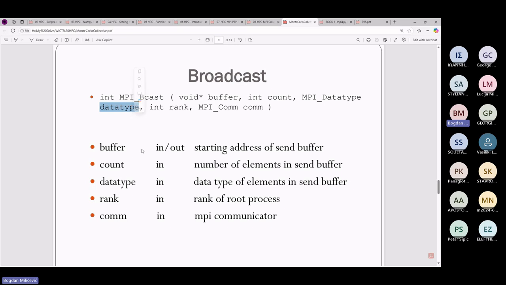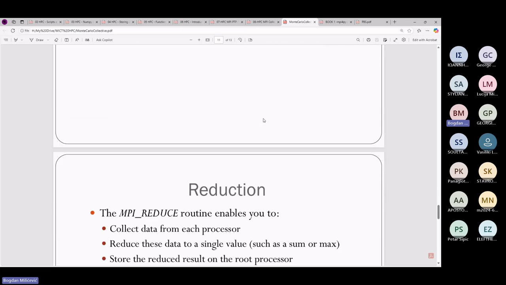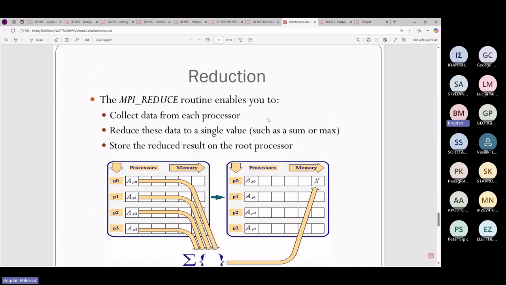So MPI int, MPI float, MPI double, whichever. Then from whom we are sending to everybody else. This is usually a 0. And then the communicator in which we are communicating. The Python function is actually a bit simpler than this. We will see it later, but this is the case of broadcast. So the broadcast we will use when we have the data. For example, initial data, we read it from process 0 and we want to send it to everybody else.